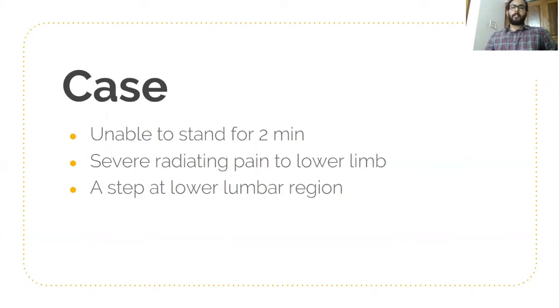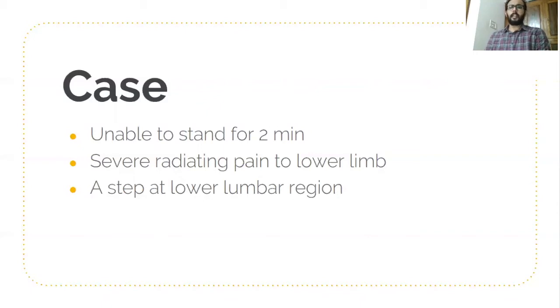On palpation, there will be a palpable step at the lower lumbar region, mainly over L5-S1 and L4-L5. The typical site of spondylolisthesis is mainly L5-S1 and then L4-L5. The reason is the fixed sacral spine and the movable lumbar spine. One is fixed and the other is movable, and that junction, L5-S1 and also L4-L5, is the typical site of spondylolisthesis.